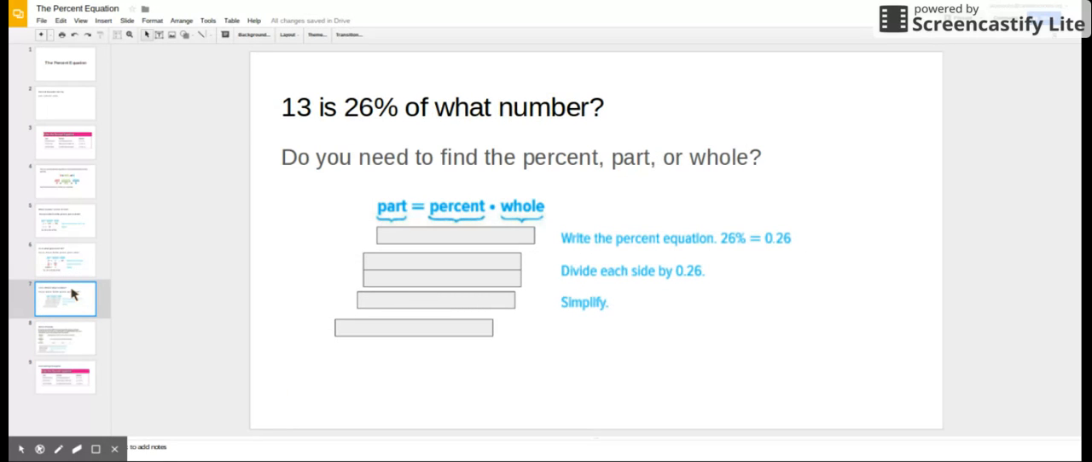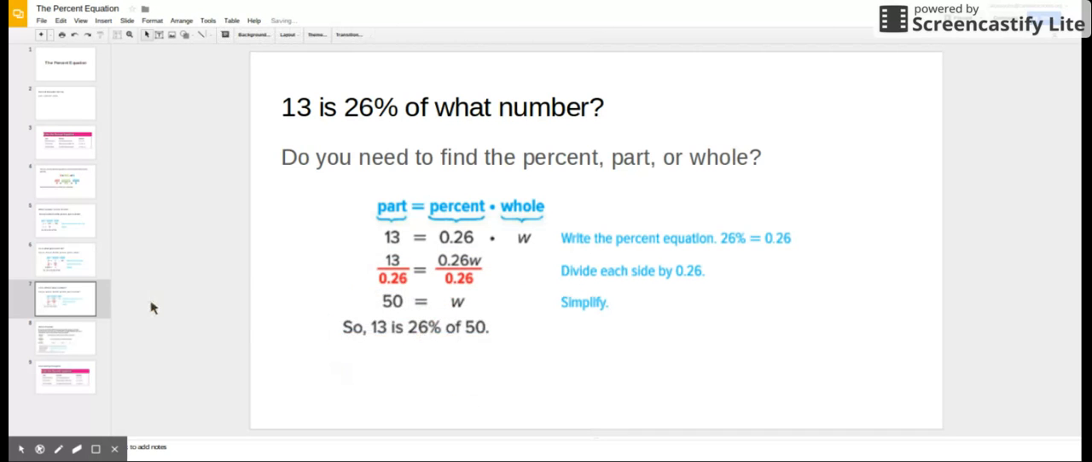Okay, in your last example, we have 13 is 26% of what number? Do you need to find the percent, part, or whole? Well, we have 13 here. This is our part. 26%, that is obviously our percent, and then what number is our whole? So start off by writing the equation. 13 equals 0.26 times the whole, W. 13 equals 0.26W. Divide both sides by 0.26. Solve for W, and you end up getting 13 to be 26% of 50.